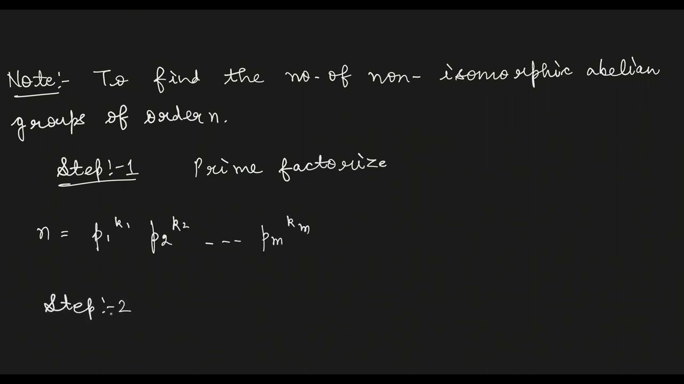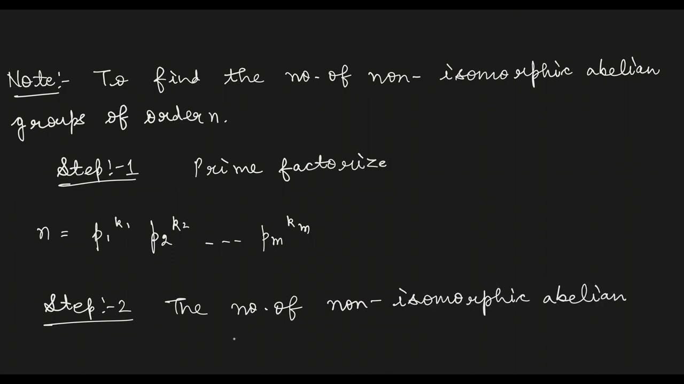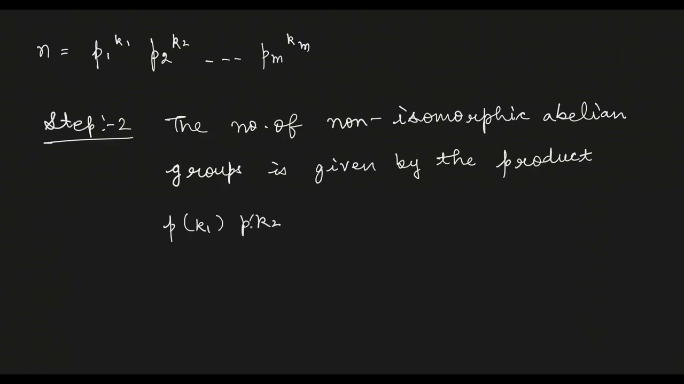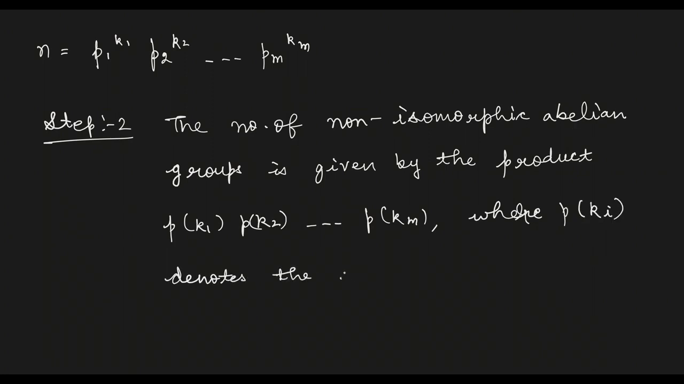Second step, the number of non-isomorphic abelian groups is given by the product P(k1) times P(k2), and so on till P(km), where P(k1) denotes the number of partitions of k1, P(k2) denotes the partitions of k2, and so on, where P(ki) denotes the partitions of ki. i lies between 1 and m.